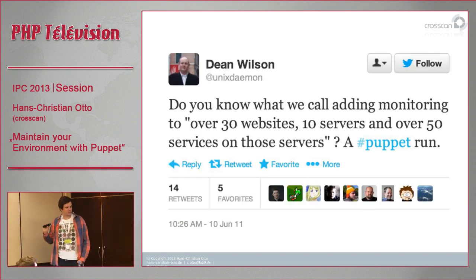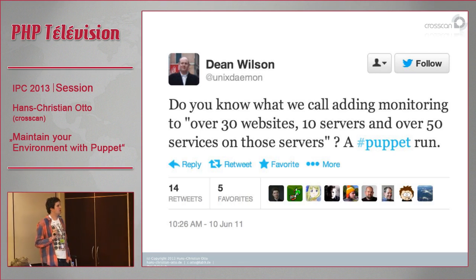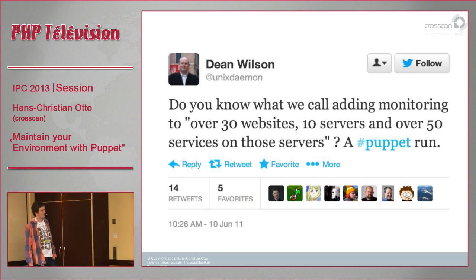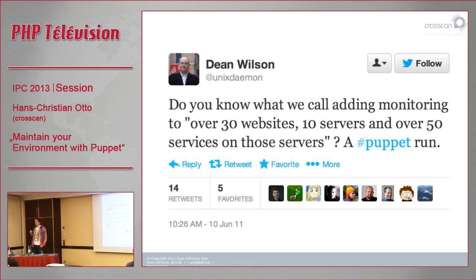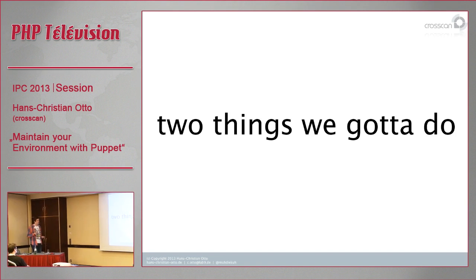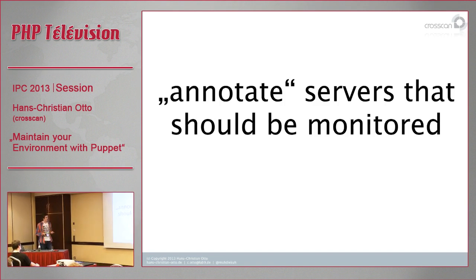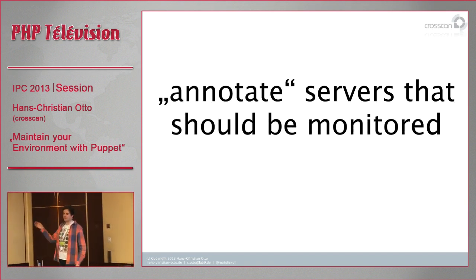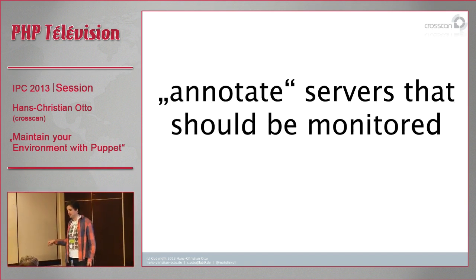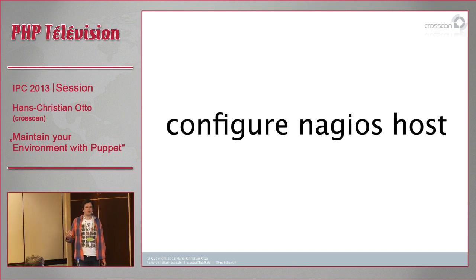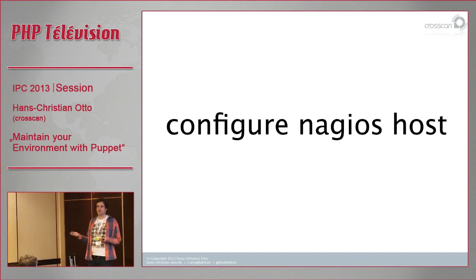I want to get back to this quote with monitoring servers using Puppet. This is actually one of the cooler features of Puppet. When I understood this, I was even more happy with Puppet. If we want to achieve this, there are two things we have to do. At first, we have to annotate the servers that should be monitored. We somehow have to say this is a machine that should be monitored. And in addition, we have to configure the Nagios machine, the actual machine that does the monitoring checks.